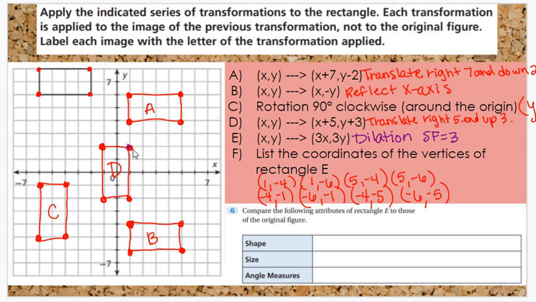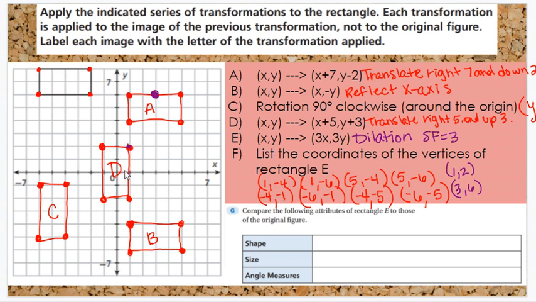So let's find the ordered pair for this first corner. This one's at 1, 2. We're going to multiply each of those by 3, so that becomes 3, 6. So I'm going to go right 3, 1, 2, 3, and up 6: 1, 2, 3, 4, 5, 6. So here's my new point for this corner.